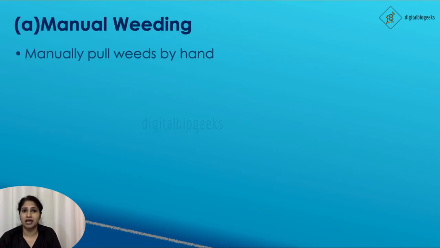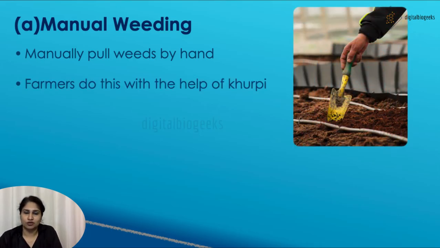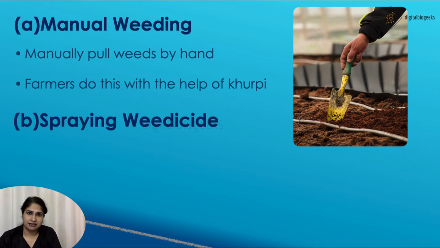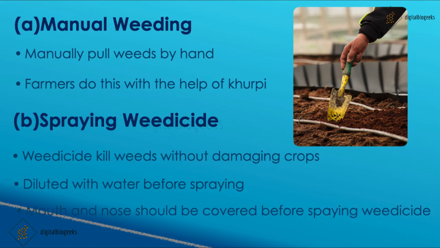Manual weeding. In manual weeding, the farmer manually pulls the weeds by hand and throws them away. Sometimes they use a kurpi for the weeding. Now spraying weedicide. These weedicides are sprayed in the field to kill the weeds. This weedicide is diluted with water before spraying at a specific ratio. And mouth and nose should be covered before spraying this weedicide.